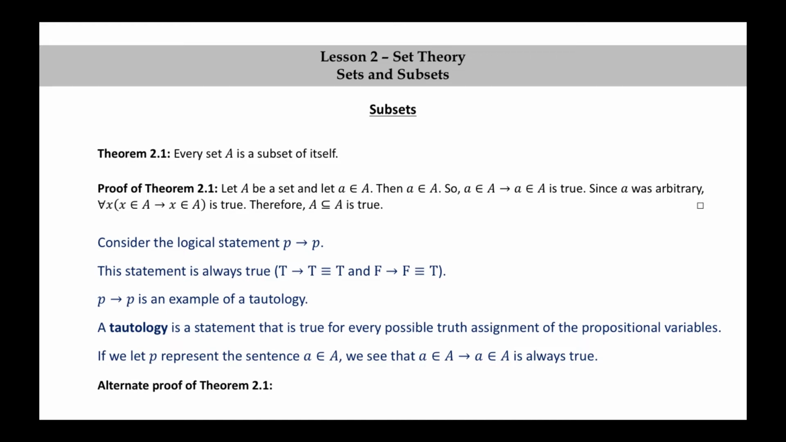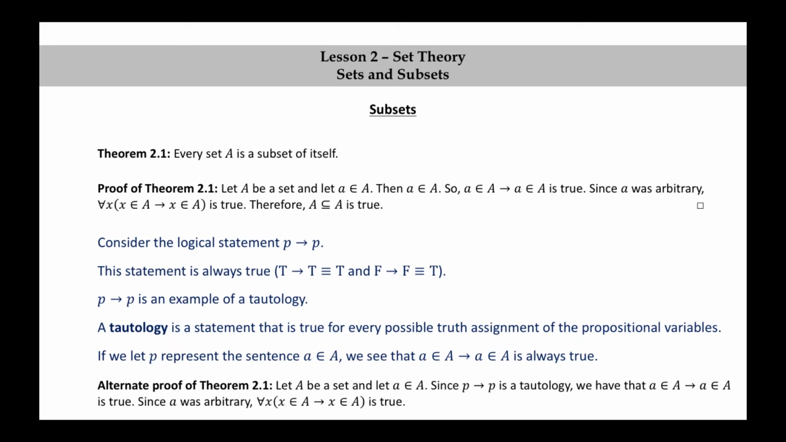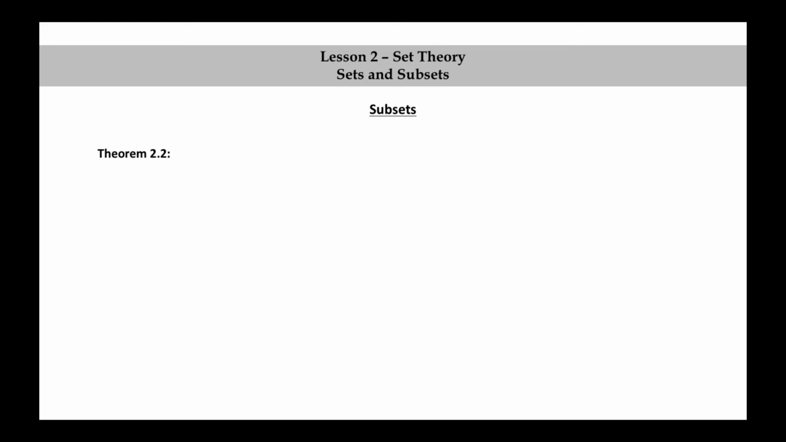We can use these ideas to write a slightly different proof of this theorem. Let A be a set and let little a be in A. Since P implies P is a tautology, we have that a in A implies a in A is true. Since little a was arbitrary, the statement for all x, x in A implies x in A is true. Therefore, A is a subset of A is true. End of argument.